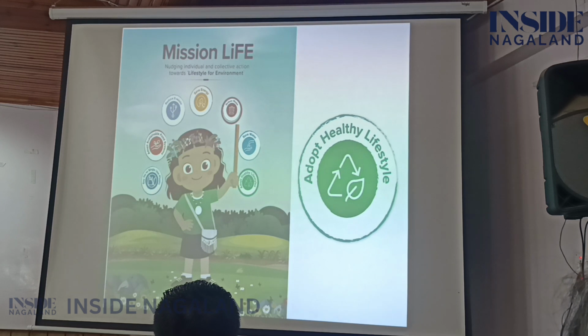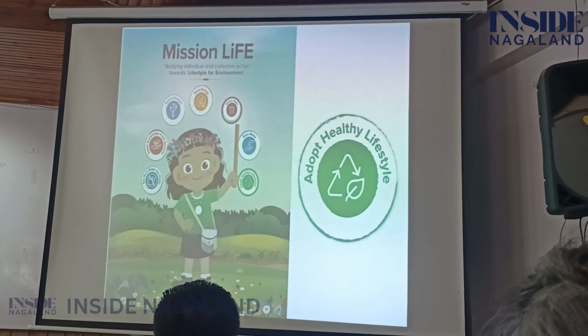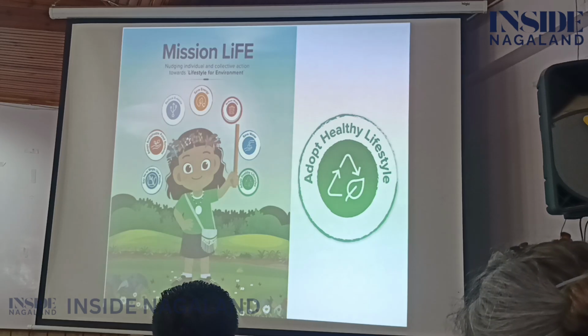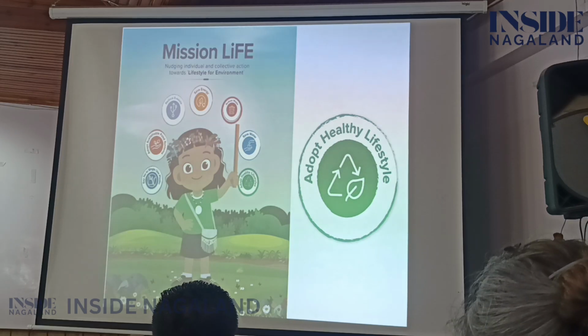Last but not the least, we should adopt a healthy lifestyle. We should go for planting of trees. We should go for cleanliness drives. But we should also keep in mind that once you do the plantation, the next time when you go for the cleanliness drive, don't cut down the trees which you have planted. So we should always plant and take care of the trees which we have planted.